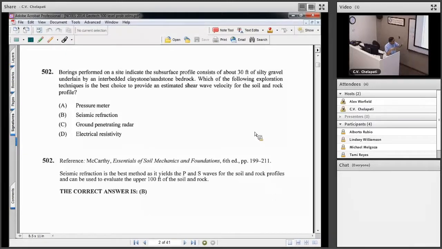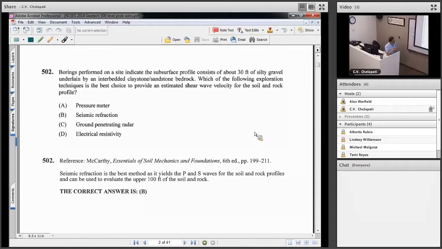Let's go to C, ground penetrating radar. Well, GPR is mostly used for trying to identify utilities. It's limited in how far it can go. It doesn't tell you anything about shear wave velocities. Electrical resistivity is just good for looking at the resistance of the soil. Maybe you would be using it for corrosion purposes.